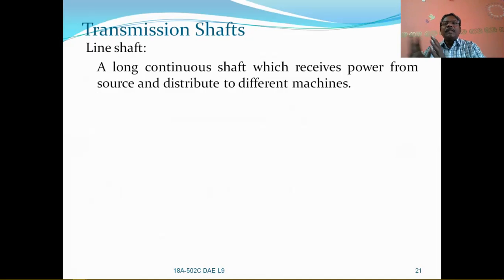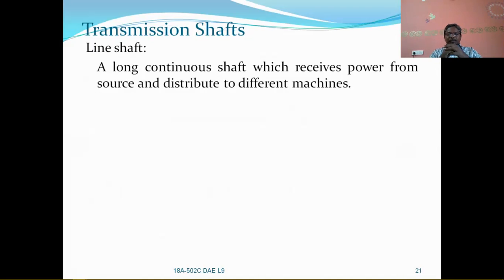If you observe, there are three stages. The electric motor shaft will be there, and from there the power is received by a shaft which is called the line shaft. Over this line shaft, different pulleys are mounted, and from the pulleys the power is distributed to the rice mill, the flour mill, and the chilli machine also.